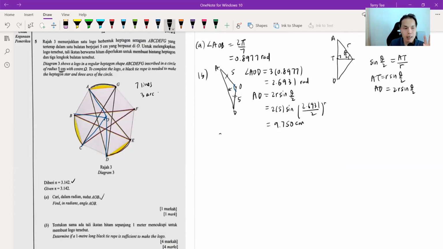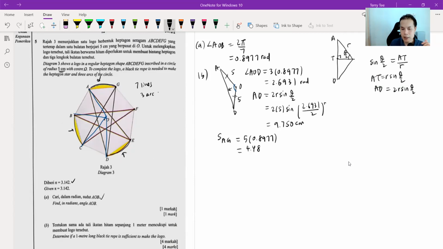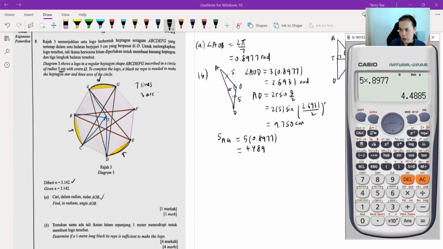Slowly. I find the length of arc AG because I still need to add 3 parts of this. So the radius is 5. The angle theta we already know, your angle theta is 0.8977. Let's do one by one. 5 times 0.8977 is 4.489. Yeah, 4.489. You can use more decimal points if you want. So that is the length of the arc.